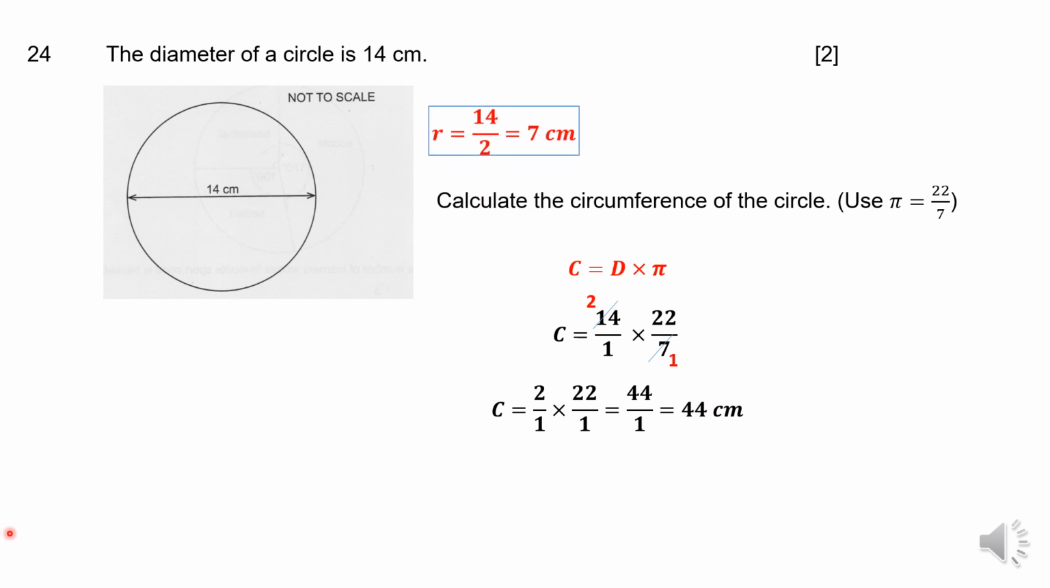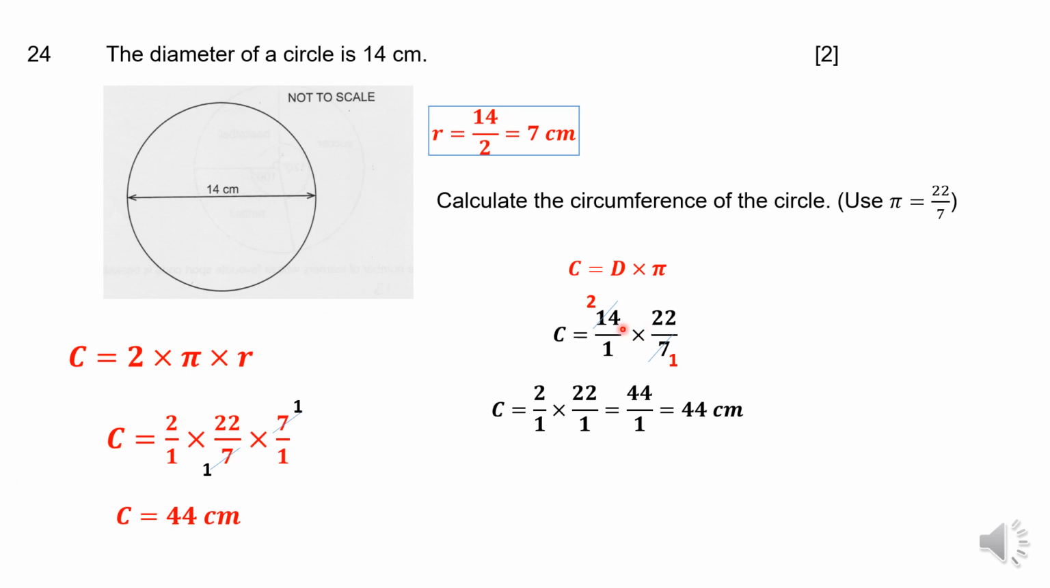Of course, if you are using another formula, then you are required to find the radius. So the radius is half of this diameter. When you use the other formula, which is 2 pi r, then you will say 2/1 times pi. Remember, pi is 22/7, times 7/1, which is the radius. You will still ultimately get to the same answer.